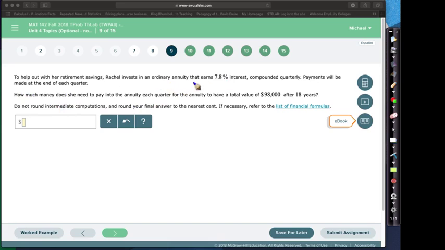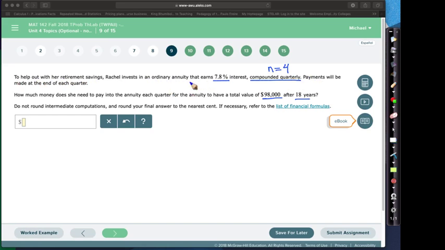Okay, so first of all, before reading the question, I take all the numbers down, highlight them, 7.8%, 98,000, 18 years, and I see this compounded quarterly, thinking quarterly is going to give me some kind of a value that is something that's going to happen 4 times a year. So what is going on to help out with a retirement saving?